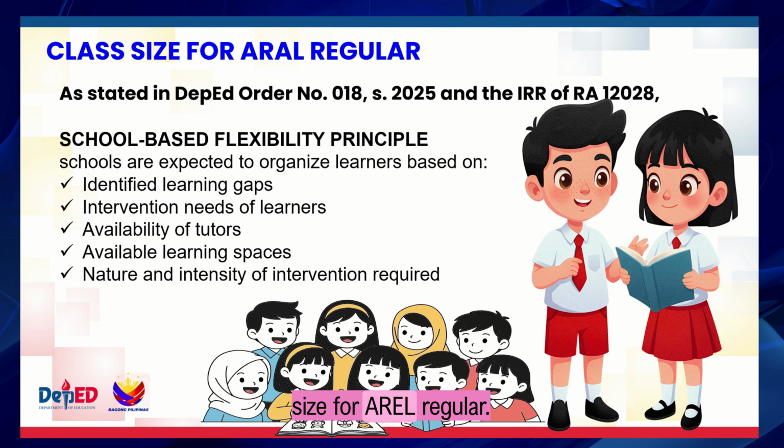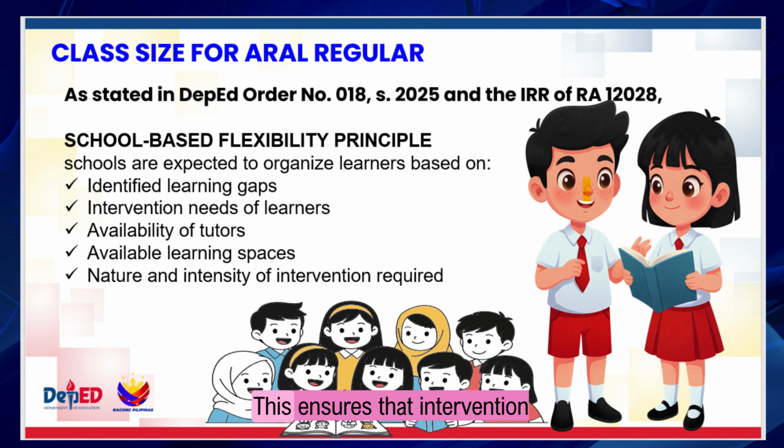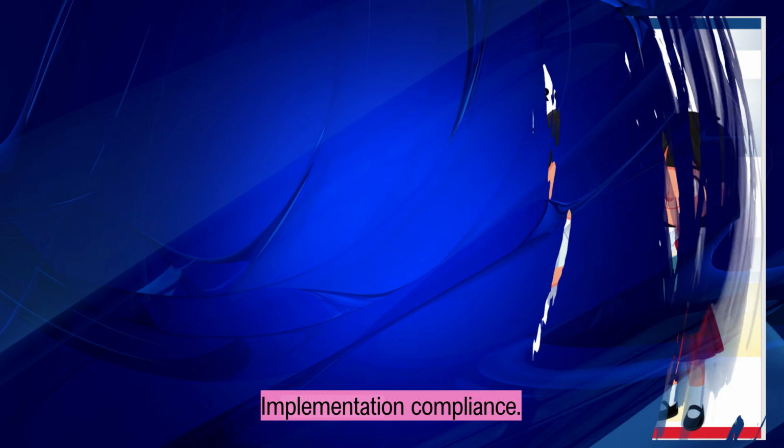Class size for ARAL Regular. Schools are given flexibility in organizing ARAL classes based on learner needs, available tutors, and available learning spaces. This ensures that intervention is context-responsive and manageable at the school level. From class organization, we now transition to policy compliance.